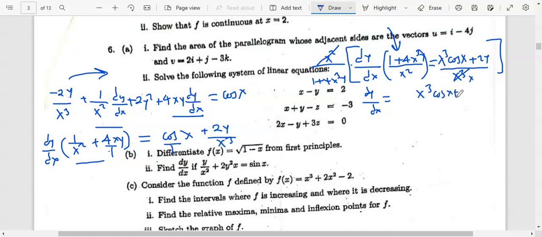So we are going to have x cubed cos x plus 2y divided by down we have got an x. So this x multiplies with a 1, that becomes x, plus this x multiplied with a 4x cubed y, that will be 4x to the power 4y. So this is a derivative.